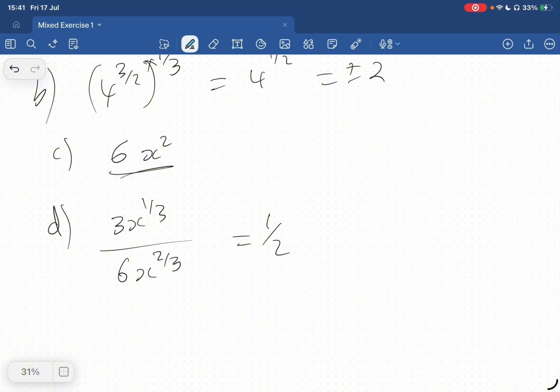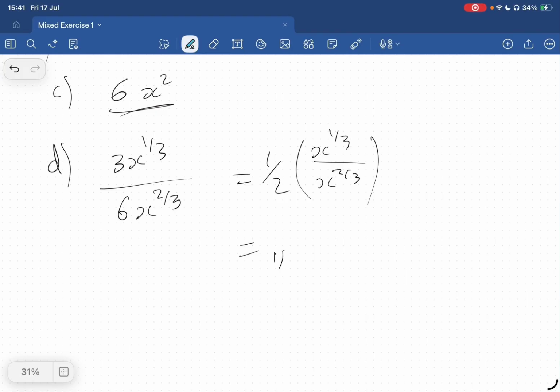Okay, now let's kind of split up this fraction a bit. Let's do the numbers first, a half. Okay, and then we've got x to the 3rd over x to the 2/3. Okay, when we've got a number over another number, we take them away now. When you times them together, you add them. When you divide them, you take them away as opposites.